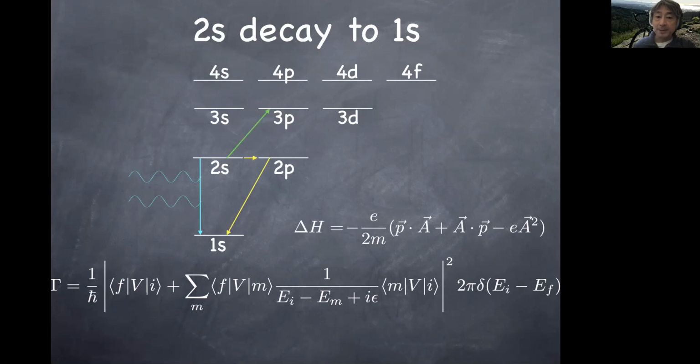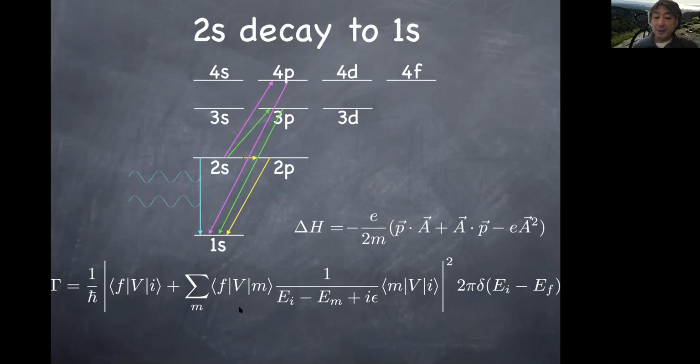You also sum up this 3p state as well. So 2s through the dipole transition goes to the 3p state, and from the 3p state, yet another dipole transition to the 1s state. And the intermediate state can also be 4p and all the other p states in the entire energy levels. So this sum over m is supposed to sum all of them up.